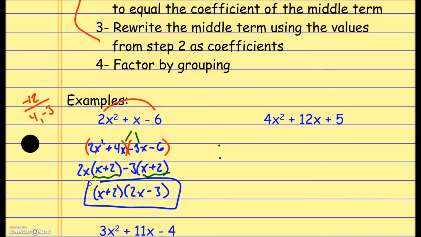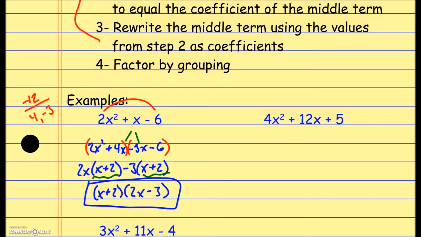All right? And again, this is literally the reverse of our distributive property with binomials. Okay? When we multiply out these two binomials, I would distribute each piece. Then I would combine like terms, the 4x and negative 3x, and bring us back to the 2x squared plus x minus 6. All right? So I build a bridge, I split out the middle term, I factor by grouping.